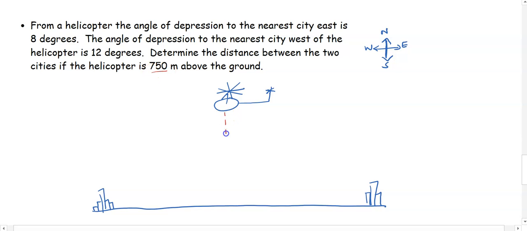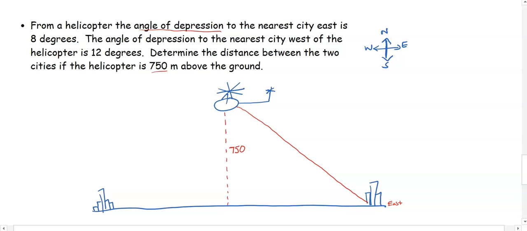Reminder, I like to put heights, vertical heights, as dashed lines because they're not actual things on my diagram. They're concepts, right? Heights without being a physical part of the diagram. So that's 750 meters high. So now we know the angle of depression to the city east. So this is the city east over here, right? So the angle of depression to that city is 8 degrees.